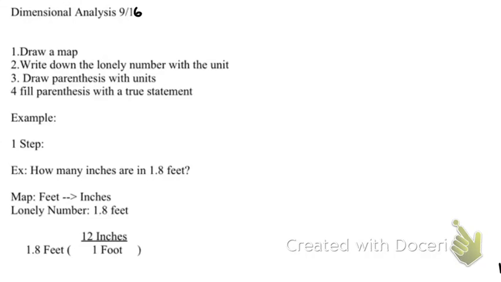Then all you have to do, anything that's above this line right here, so anything in the numerator gets multiplied, anything in the denominator gets divided. Fortunately, we just have a 1 in the denominator. Dividing by 1 doesn't change your answer. So it just becomes 1.8 times 12 equals 21.6 inches in 1.8 feet. You can pause the video here to write down that math. I'm going to move on to the next step in a second.